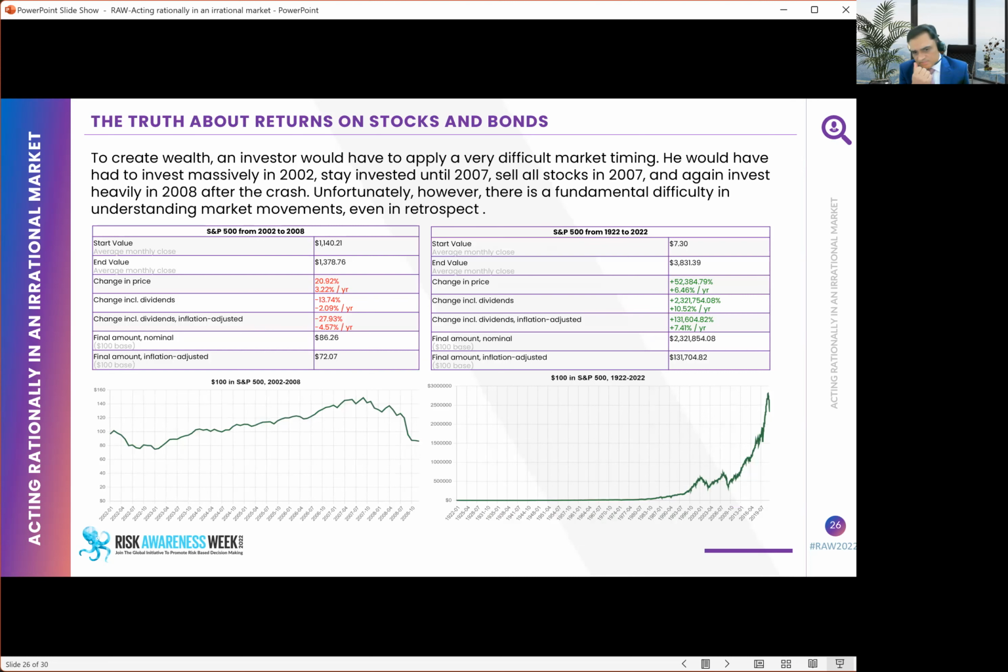Mostly when advisors try to convince us to invest in stocks, they use graphs of past S&P 500 returns, which showed very different performances at different times, and they use selective time periods to show good returns while ignoring the negative return periods. What we can learn here is that to create wealth, an investor would have to apply very difficult market timing. He would have had to invest massively in 2002, stay invested until 2007, sell the stocks in 2007, and again invest heavily in 2008 after the crash. Unfortunately, however, there is a fundamental difficulty in understanding market movement even in retrospect.